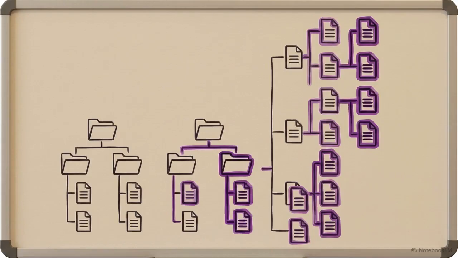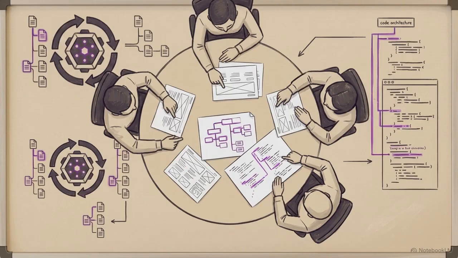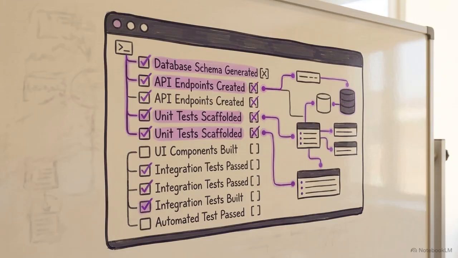On the left is where we started, and on the right you can see the new interconnected files the agent successfully generated and linked together. Exploring the codebase, planning an approach, executing the code, and committing the work is exactly how professional software teams operate. Claude Code simply automates those steps, functioning as a complete workflow engine.